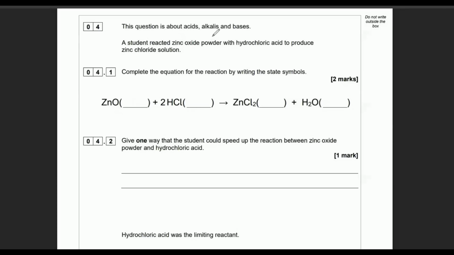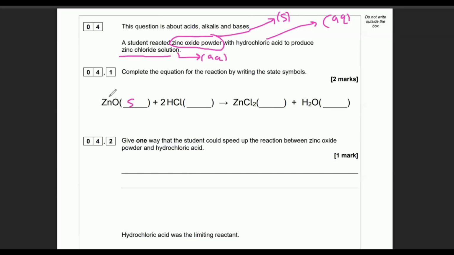A student reacted zinc oxide powder. Well, a powder is going to be a solid, right? With hydrochloric acid. Every single acid is aq. With zinc chloride solution, what does solution mean? That means aq. So let's get down and put these in.